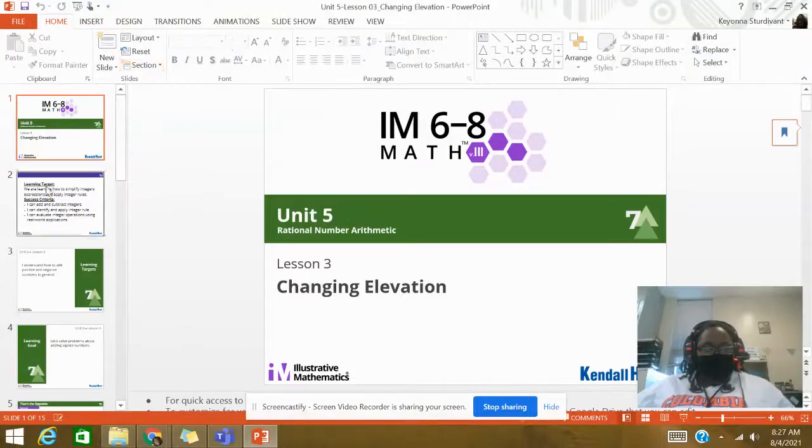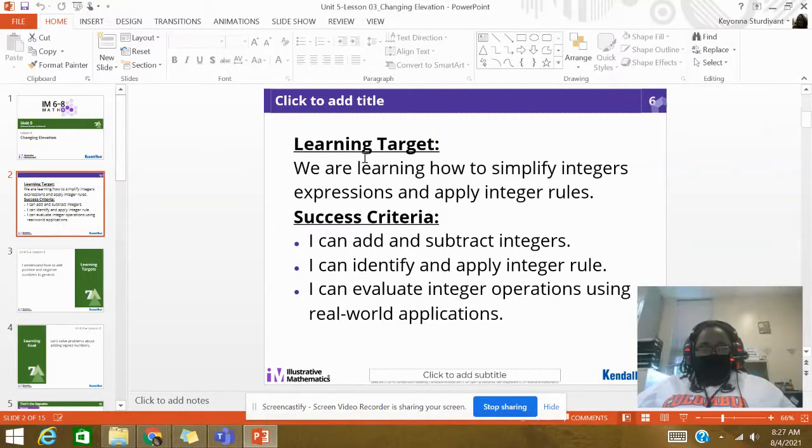Okay, so we have officially made it to lesson three. We're looking at changing elevations. Our learning target and success criteria is the same as it's been, but let's take a look at it. We are learning how to simplify integer expressions and apply integer rules. And then our success criteria is I can add, subtract integers, I can identify and apply integer rules, and I can evaluate integer operations using real world applications.